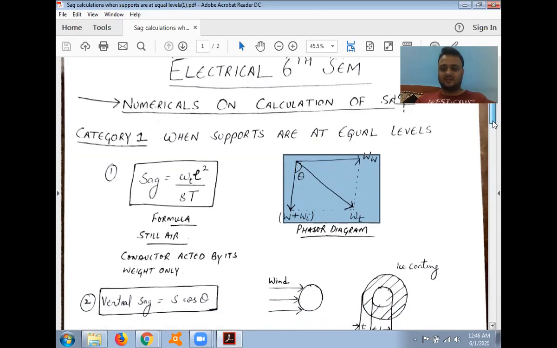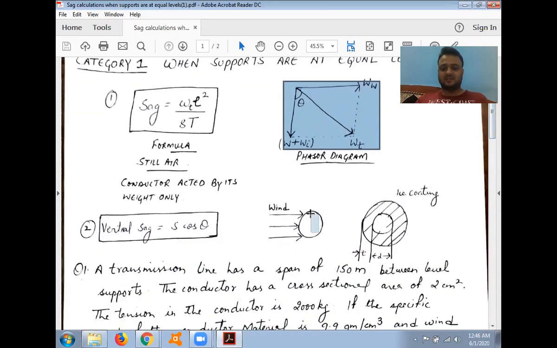When we look at this diagram, suppose this is the conductor. Wind pressure is acting horizontally, whereas the effect of ice loading, this coating, represents ice loading. The effect of ice loading and the weight of the conductor act in the downward direction. So the total weight of the conductor is the wind pressure weight plus the weight of the conductor itself plus the ice loading weight, that is represented by WT.